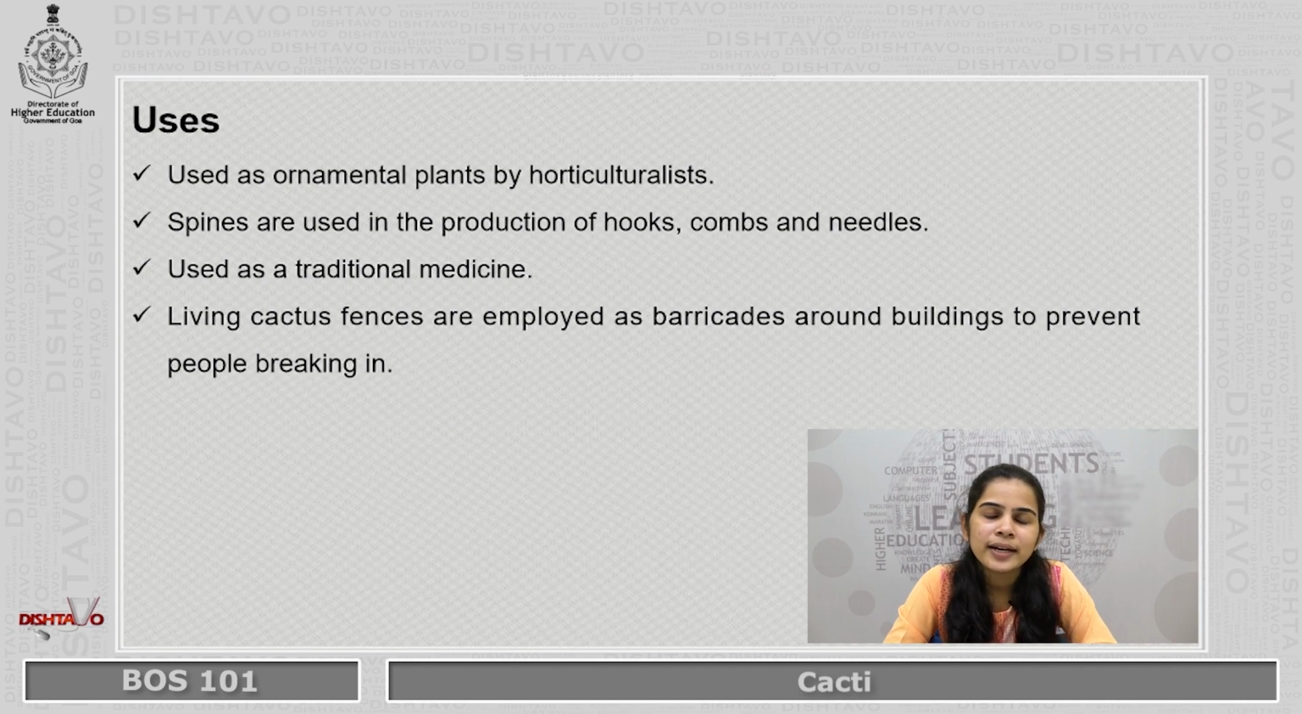Uses. Now cactus is in high demand from floriculturists because in many places it is being used as an ornamental plant. Besides being used as an ornamental plant, since the spines of cactus have a very sharp pointed end, they can be used in the production of hooks, combs, needles, etc. In many places different species of cactus are used in local traditional medicines. Besides this, living cactus fences are employed as barricades around buildings to prevent people from breaking in.